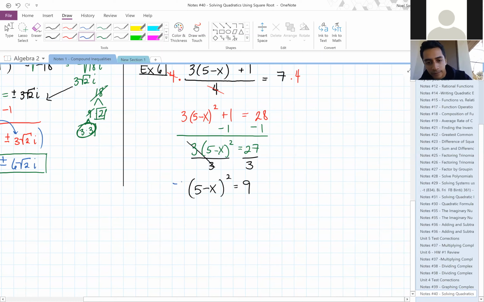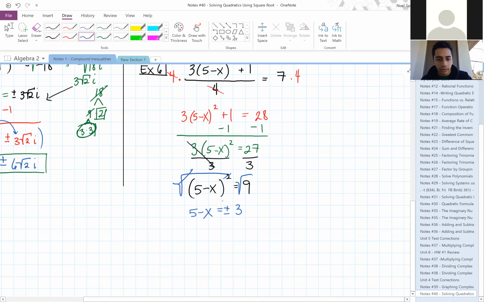Get rid of the square. Apply the root to both sides. So now square and square root will cancel, and you're left with 5 minus x. And then that's going to be equal to 3, right? But don't forget that since you're solving a quadratic, you need a plus or minus to be able to get your two solutions out of it.